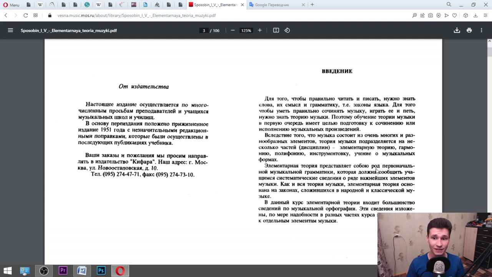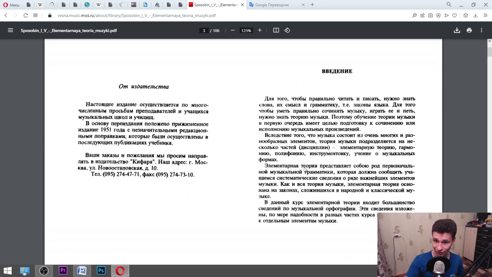Элементарная теория представляет собой род первоначальной музыкальной грамматики, которая должна сообщить учащимся систематические сведения о ряде важнейших элементов музыки. What does it mean?